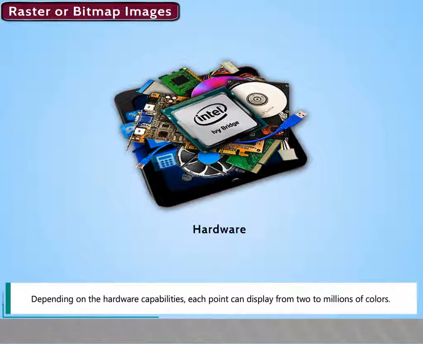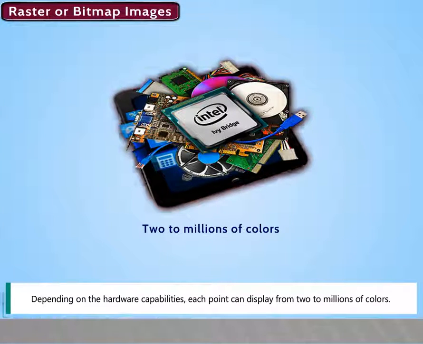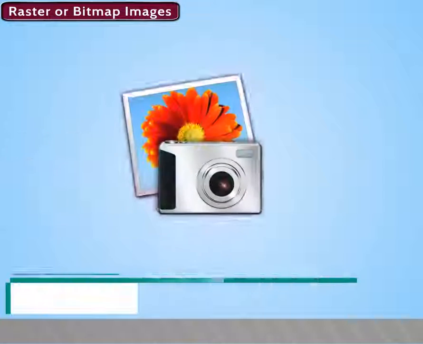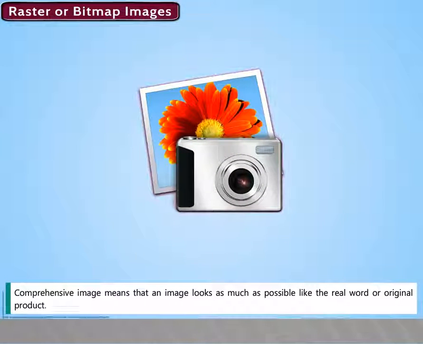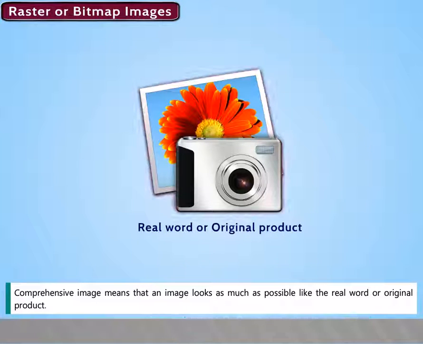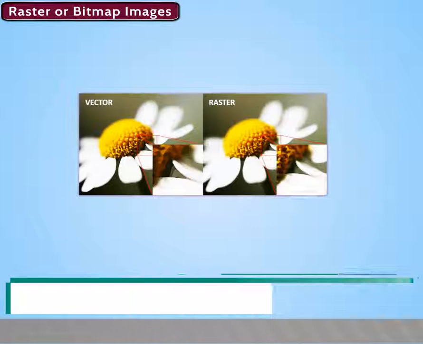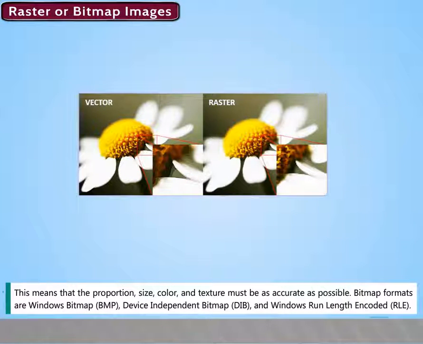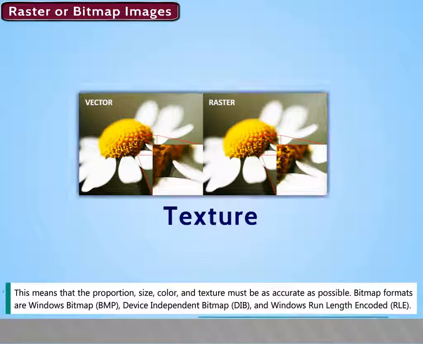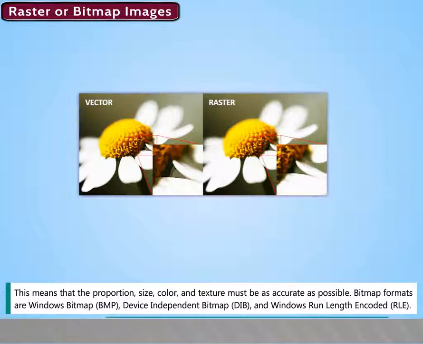Depending on the hardware capabilities, each point can display from 2 to millions of colors. Comprehensive image means that an image looks as much as possible like the real world or original product. This means that the proportion, size, color, and texture must be as accurate as possible.